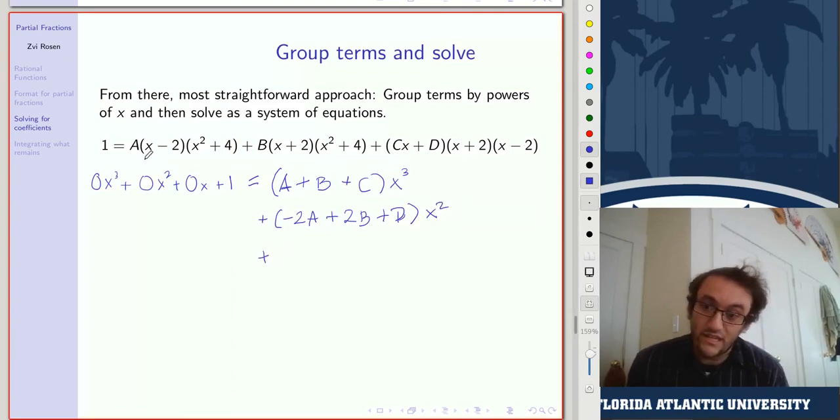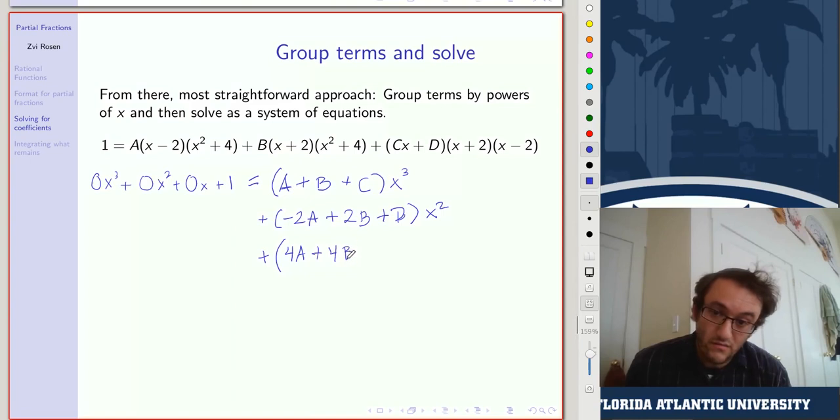Okay, let's see what linear terms we get. We have 4ax, so that's a 4a in here, plus 4bx, so we'll get a 4b here. Then we have the cx plus d gets multiplied by x squared minus 4, so we'll have a minus 4cx.